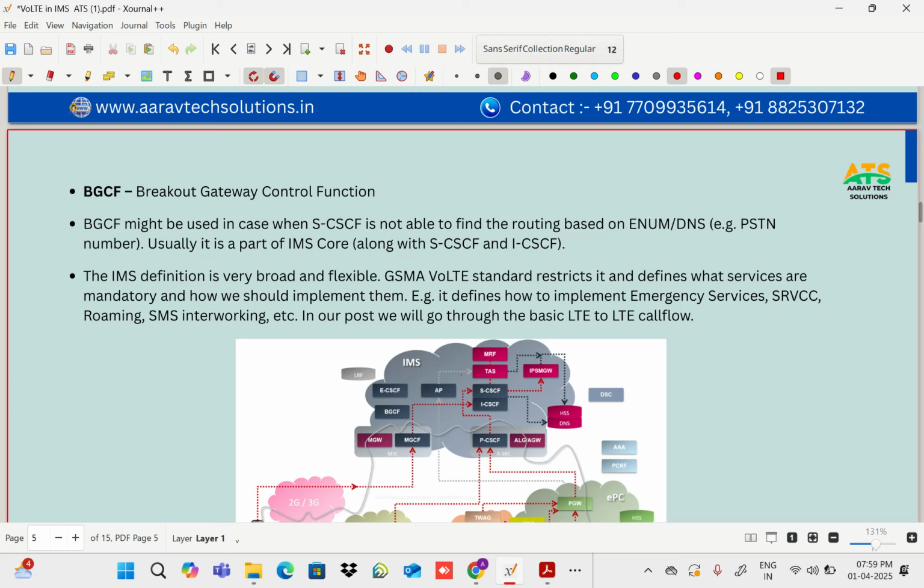BGCF, the breakout gateway control function. BGCF might be used in case when the S-CSCF is not able to find the routing based on ENUM or DNS, for example for PSTN numbers. Usually it's a part of the IMS core along with S-CSCF and I-CSCF.